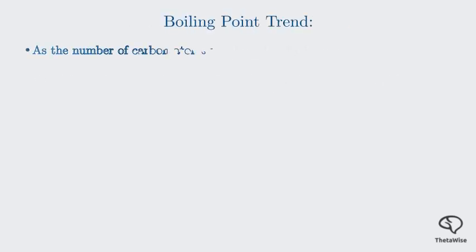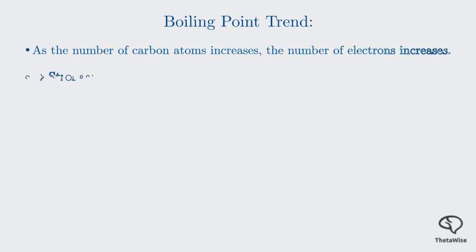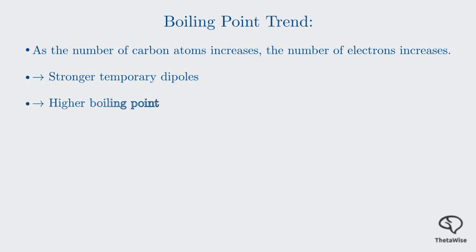A crucial trend to remember is how these properties change with molecular size. As the carbon chain gets longer, the number of electrons in the molecule increases. This strengthens the temporary dipoles, requiring more energy to overcome them. Therefore, the melting and boiling points of alkanes increase as their number of carbon atoms increases.